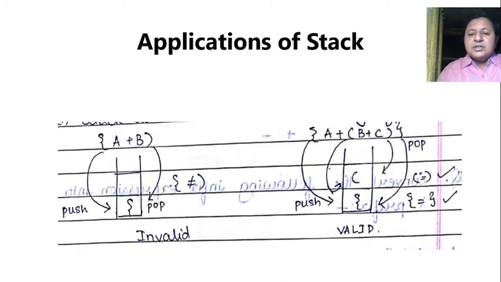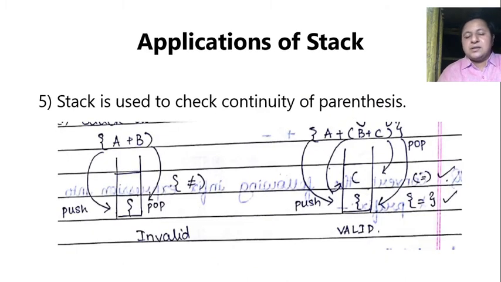The next application is to check the continuity of parentheses. See, ideally, for every opening bracket, we should have a closing bracket. And rather, the corresponding opening should be before the closing. And that too, the type of the brackets must also be the same. See, if you only consider a single type of parenthesis, like only round brackets, we don't even have to go up to stack. We can do it by a normal simple logic also.